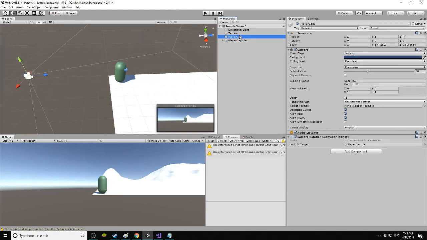Okay, so this player camera has this thing called a look at target. I've set it to the player capsule, but this camera, you could just call it game camera. You can change the look at target and everything will work however you want it to.